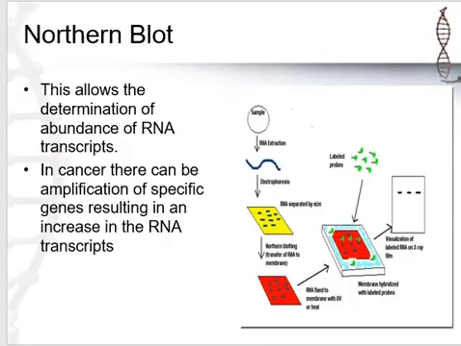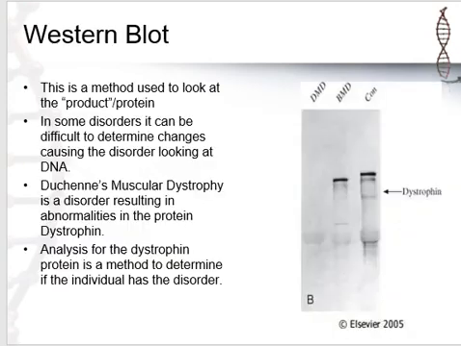In northern blotting, this allows us to determine the abundance of RNA transcripts. In cancer, this can be a very important method because certain cancer cells amplify certain sequences. Western blotting is a method that we use to look at the actual protein or the end product.